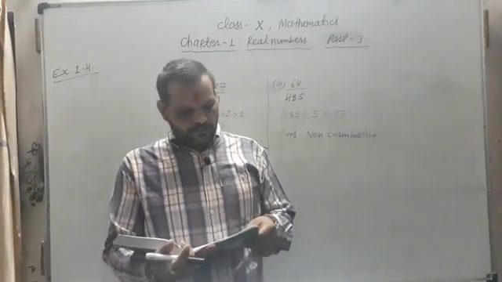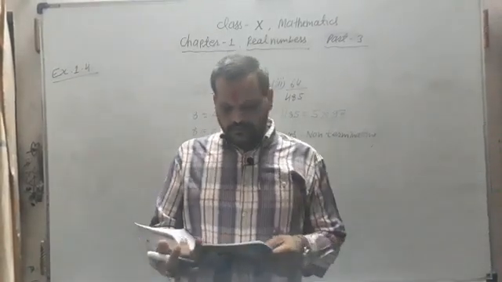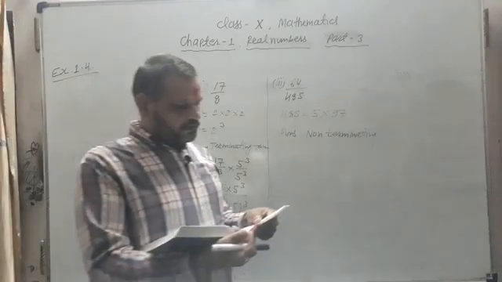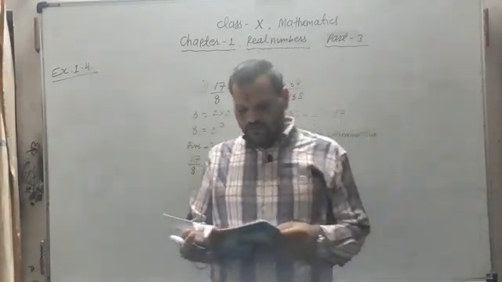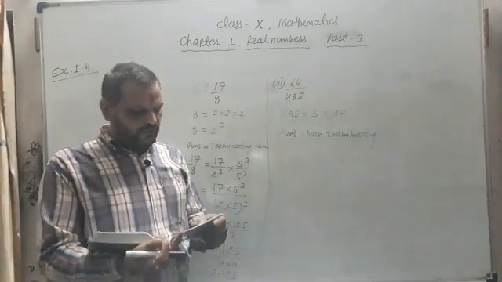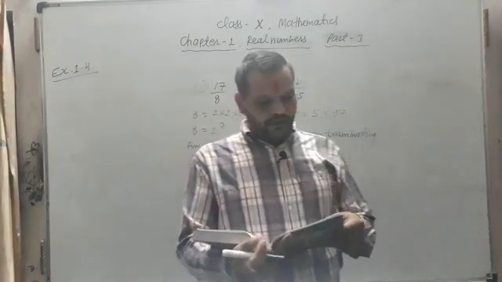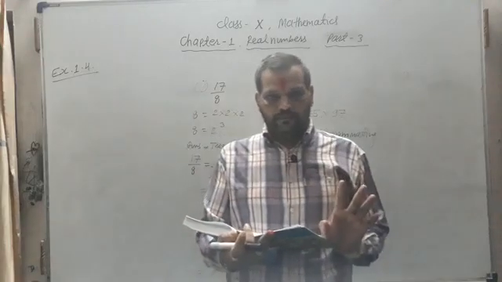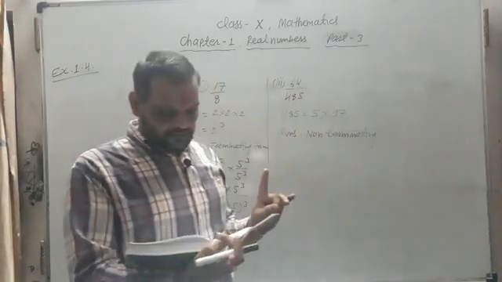In the third question, the following real numbers have decimal expansions as given below. In each case, decide whether they are rational or not. If they are rational and of the form P upon Q, what can you say about the prime factors of Q? In the first part, 43.123456789, it is terminating form, and terminating form is always rational.